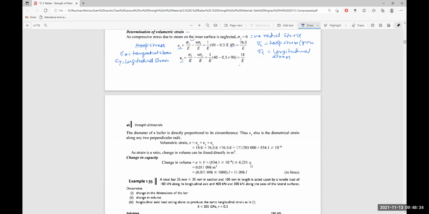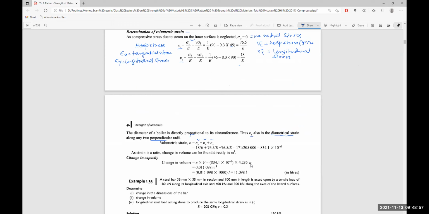The diameter of the boiler is directly proportional to its circumference itself. So epsilon c also is the diametral strain along two perpendicular radii. So the volumetric strain is given as epsilon y plus epsilon x plus epsilon x.